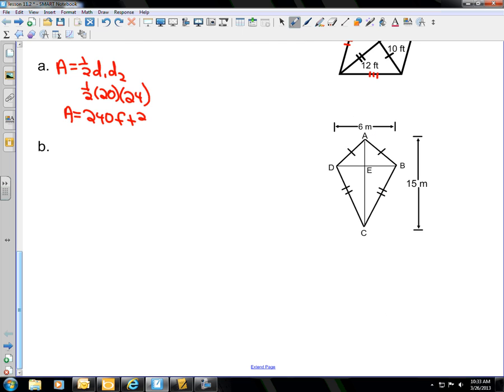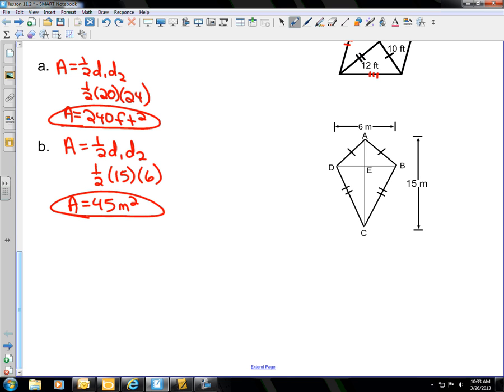All right, here's another one. Again, we're working with half diagonal 1 times diagonal 2. My diagonal 1 is what? You want to do 15. Diagonal 2 is 6. I'm going to take half of 6, which is 3 times 15, which would be 45. So 45 meters squared is my area there. Or I could have multiplied 15 times 6, which is 90, and taken half of that. All right, any questions? Pretty easy, yes?